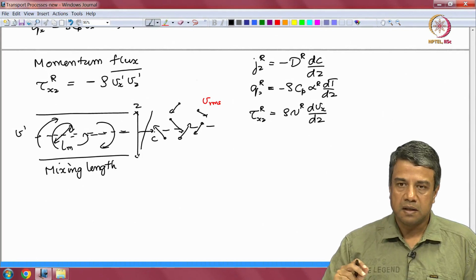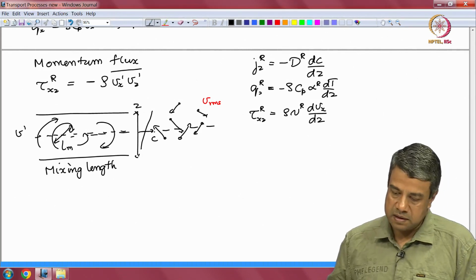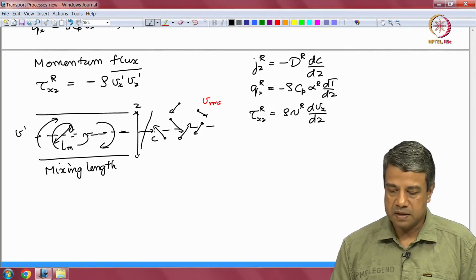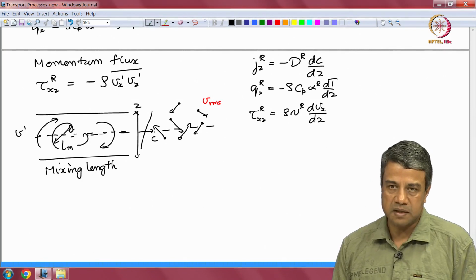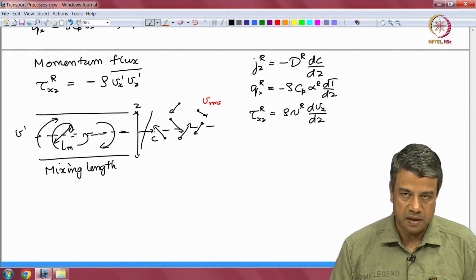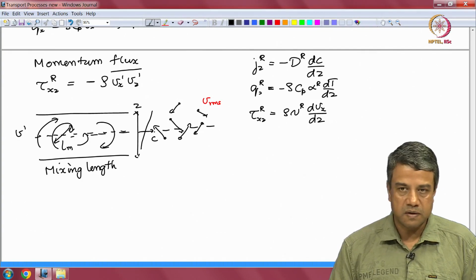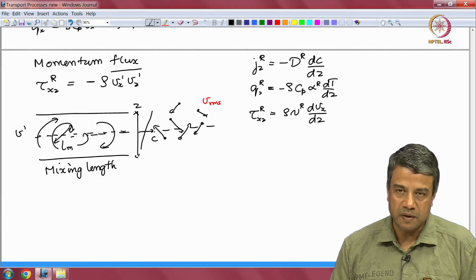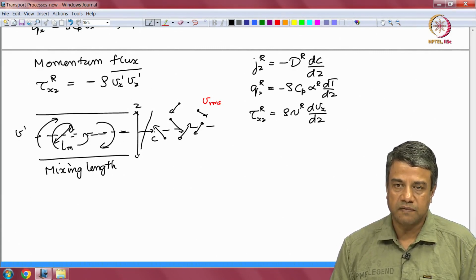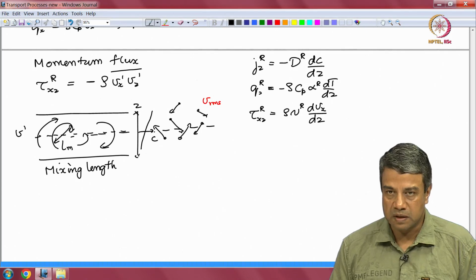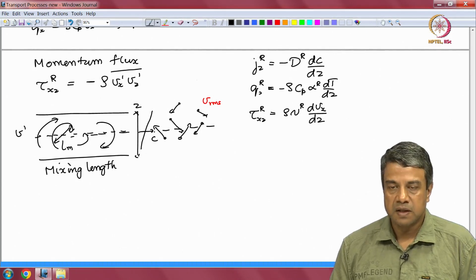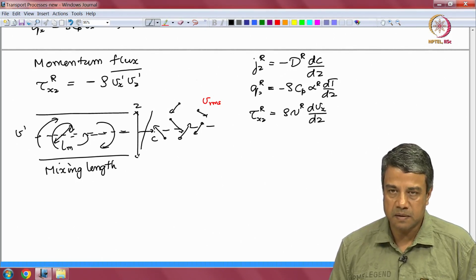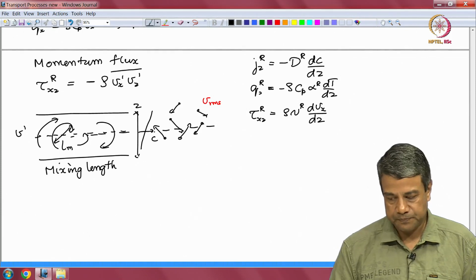There are a few things to remember about these relations. First thing, in a molecular fluid, the diffusion coefficients, the momentum and mass diffusivities, are molecular properties, whereas in turbulent diffusion or in dispersion, these are flow properties. They depend upon the intensity of the velocity fluctuations of the fluid, not of the molecules. The diffusivities are not material properties, but they are flow properties.